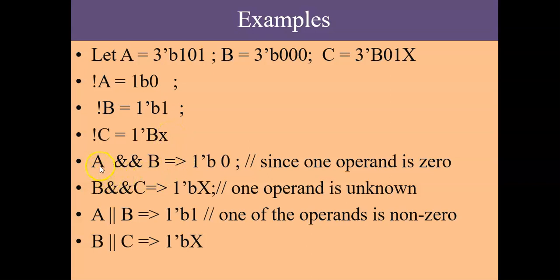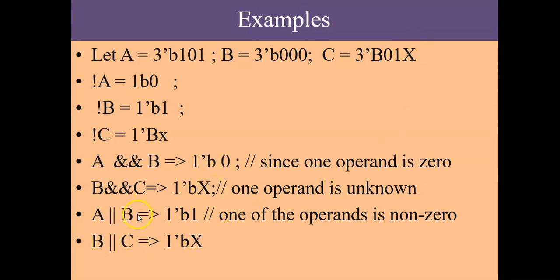Let us take up A ampersand B, logic AND. What we have seen here, when I take A and B, if all the values are 1, then the result will be 1. Otherwise 0, because 101 and 000 gives 0. So the result is 0. Similarly, B ampersand C. Here we have 1x. That's why the output is also x, meaning unknown.